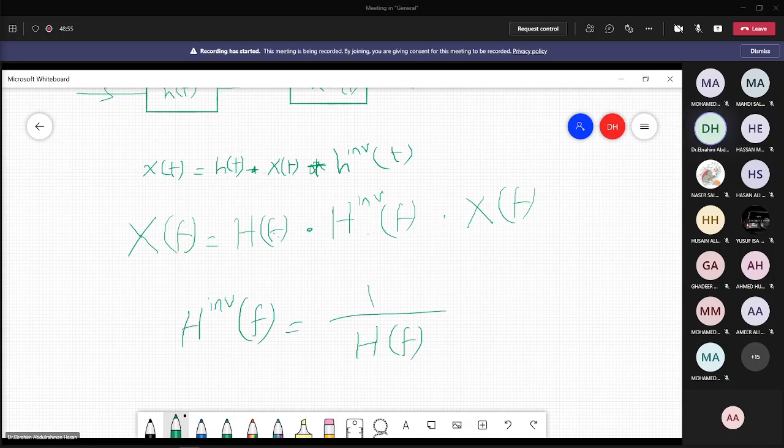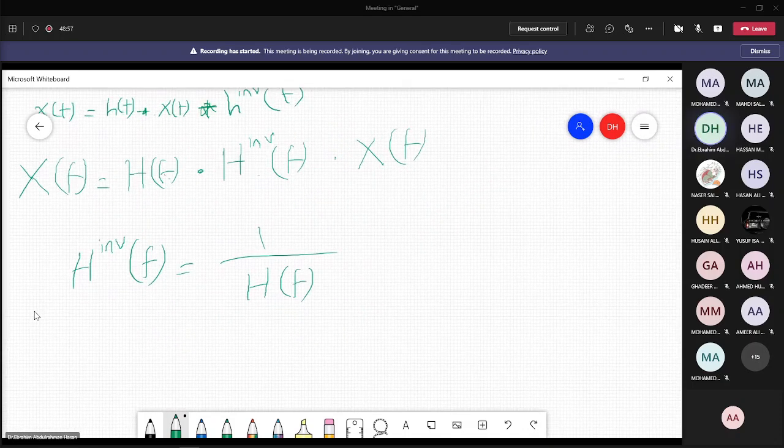Then after this, use the inverse Fourier transform to find h inverse(t).